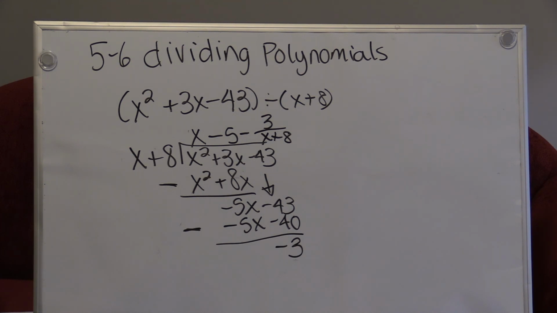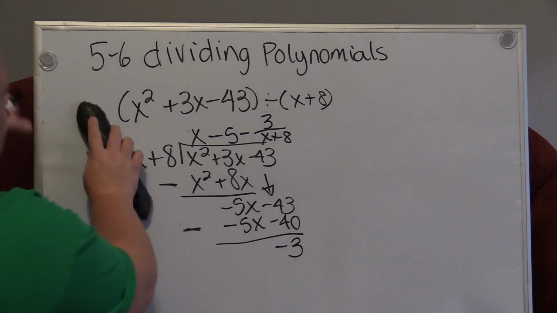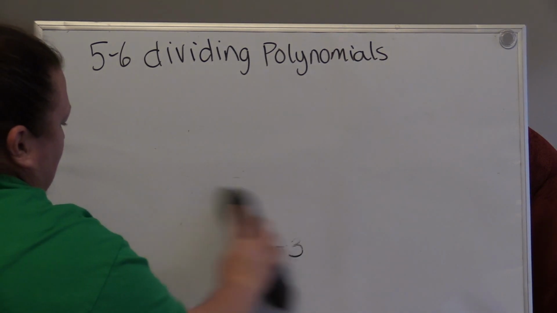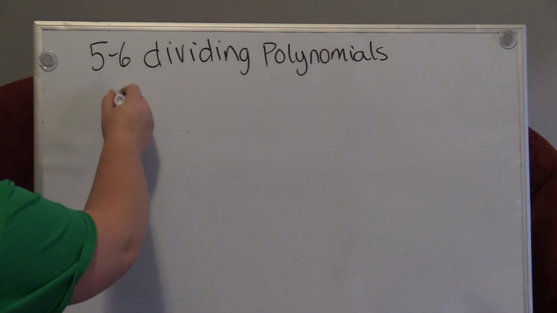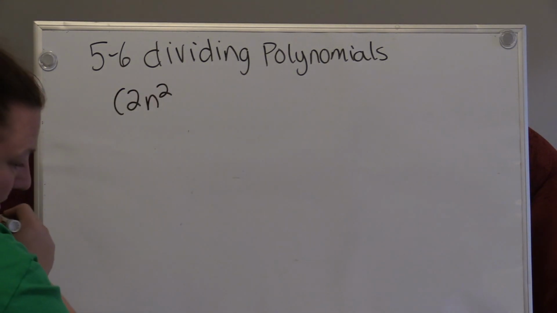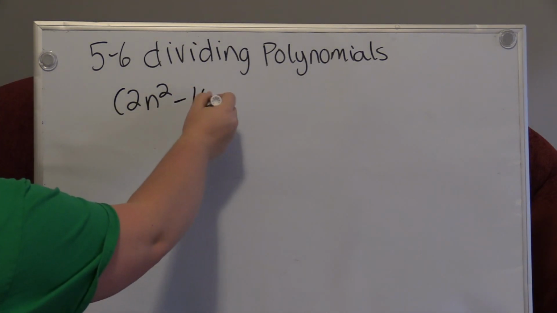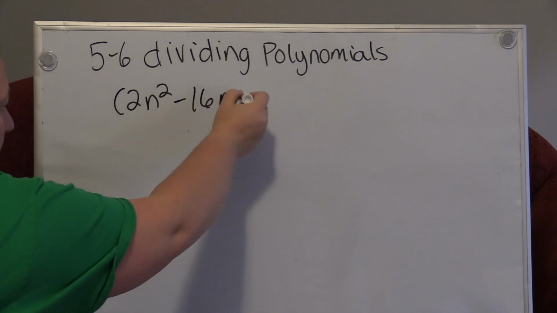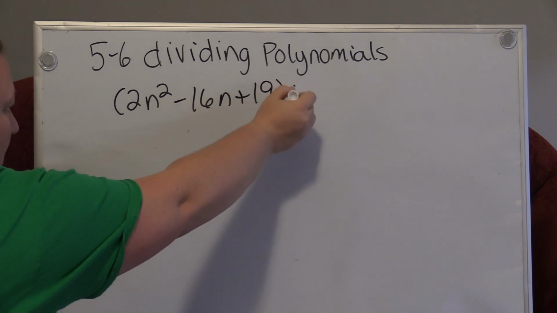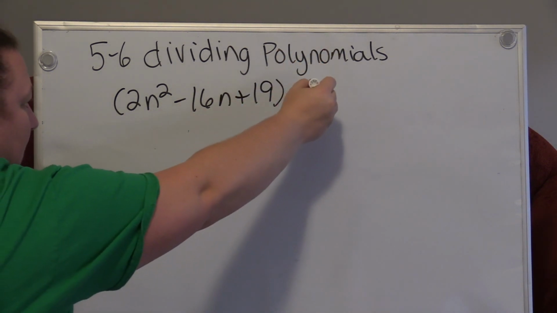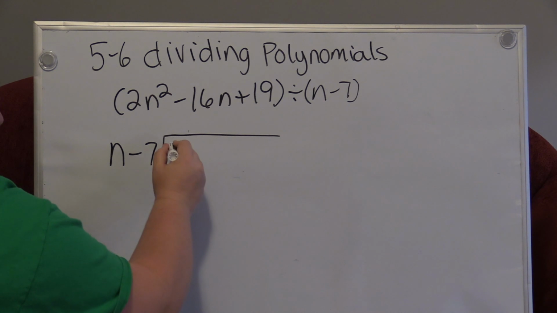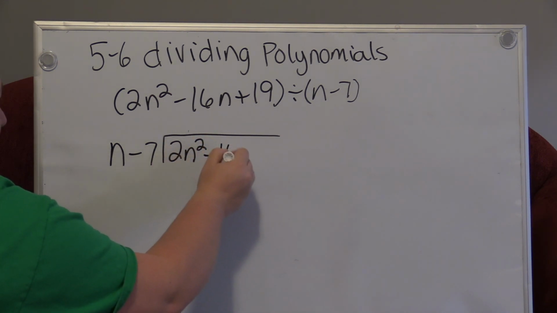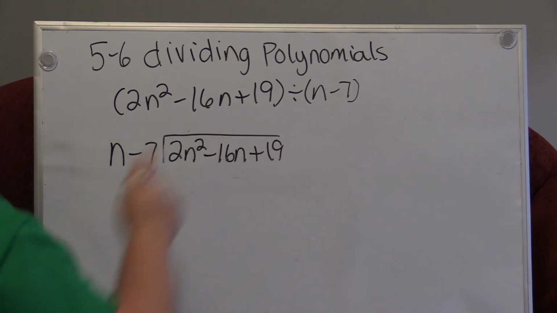So now we're going to do another example of long division. So now I get 2n squared minus 16n plus 19 divided by n minus 7. So n minus 7 goes here, and I get 2n squared minus 16n plus 19.